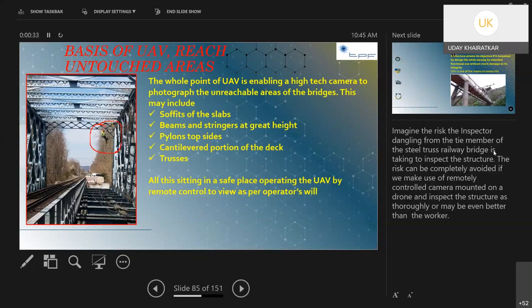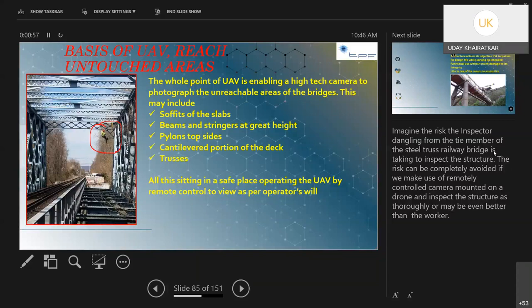The risk can be completely avoided if we make use of a remotely controlled camera mounted on a drone and inspect the structure as thoroughly or maybe even better than the worker. If we physically send somebody over there on top and try to inspect the truss, maybe we can, but using a drone, we can have a better look at all the joints, all the detailing of the structure.